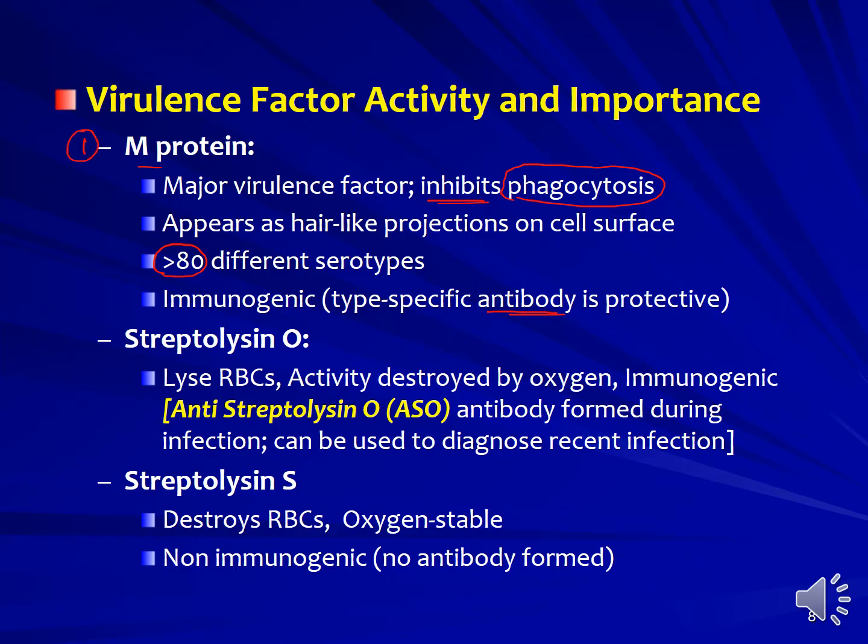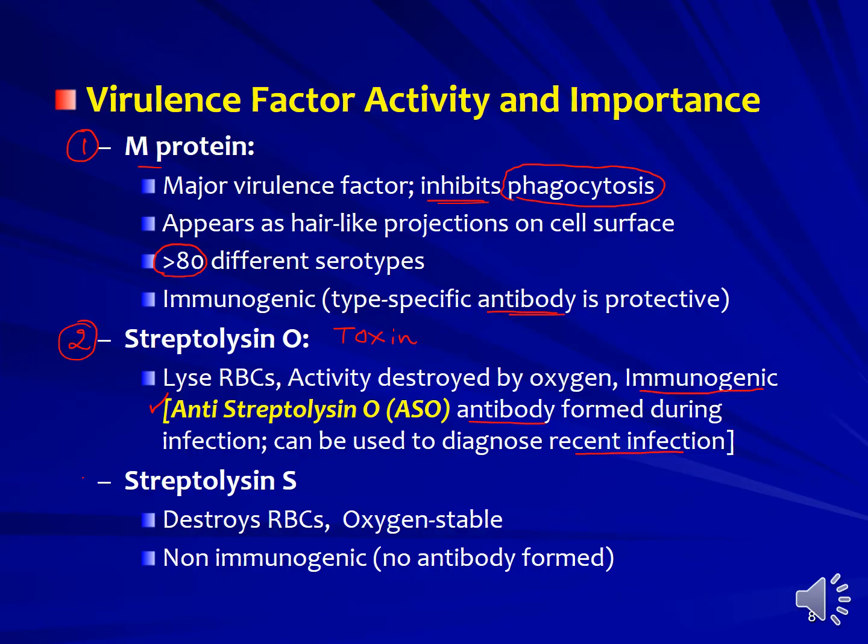And number 2 is streptolysin O. This is a toxin produced by this bacterium which lyses the RBCs, and its activity is destroyed by oxygen, and it is mainly immunogenic. The antibodies which are formed are known as anti-streptolysin O antibodies. These are more useful for the recent diagnosis of this particular bacterial infection.